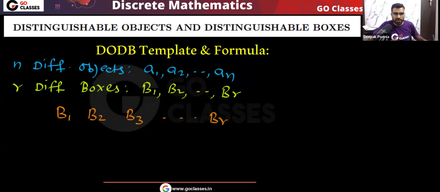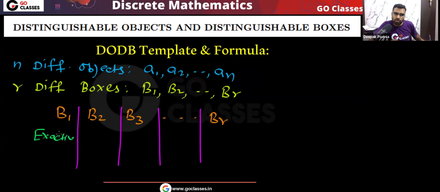Now let's assume that the question says that we need to put exactly n1 elements in box b1. In each box, how many elements do we need to put? In this box b1, exactly, not more than this, not less than this. We want to put exactly n1 objects here in this box b1.